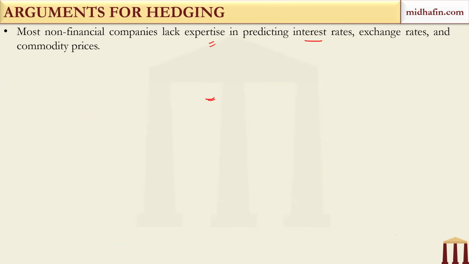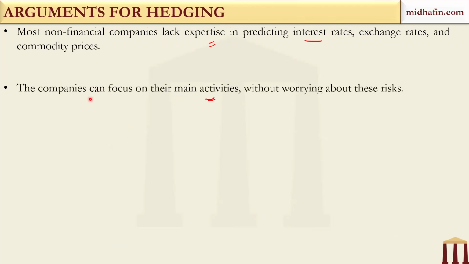Now let's see what are the arguments for and against hedging. So, arguments for hedging. Non-financial companies don't have expertise in predicting financial variables, interest rates, exchange rates, etc. So if the companies hedge, they can focus on the main activities without worrying about these risks a lot. Companies can avoid unpleasant surprises. So these are the arguments for hedging for companies, of course. But what are the arguments against hedging?